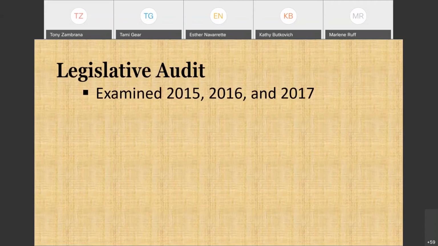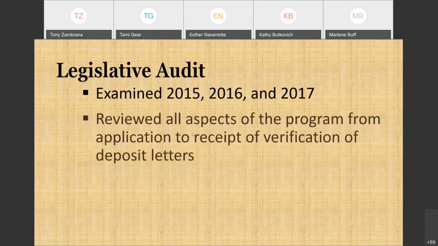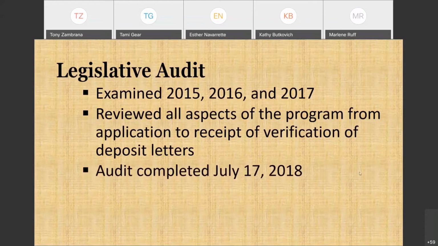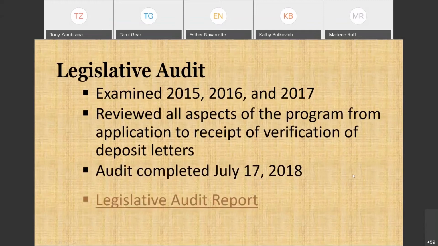So they have a legislative audit committee that comes in and they look at the overall program. When they came in, they examined student records from 2015, 16, and 17. They also looked at the way the lottery was run. They looked at the whole program for those 3 years. They reviewed all aspects of the program, from the application to receipt of verification of deposit letters, and it was completed July 17th of 2018, 2 years ago.